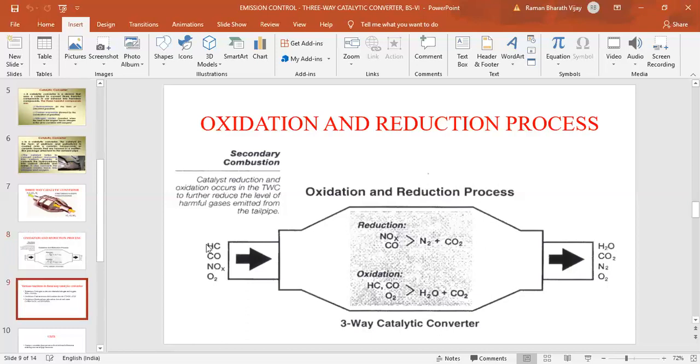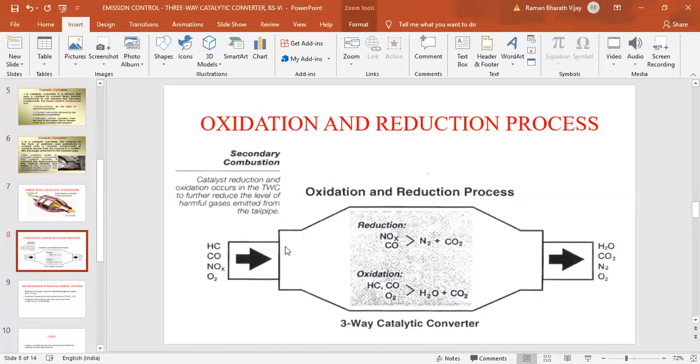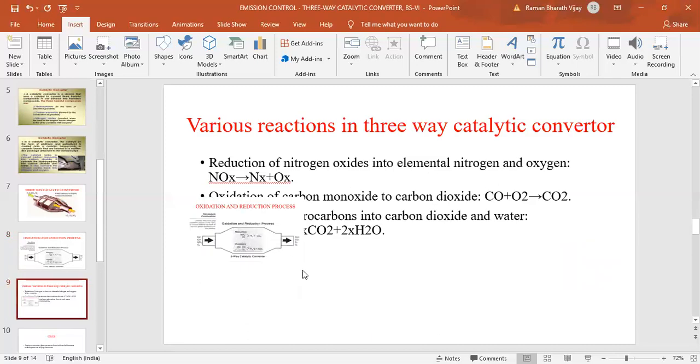So what is its use ultimately? Whatever we have written here are the reactions. You can see these reactions: nitrogen oxides are converted into nitrogen molecules plus oxygen. Carbon monoxide is oxidized so that it goes to CO2, carbon dioxide. Hydrocarbon is converted into water and carbon dioxide. So these are the various reactions.